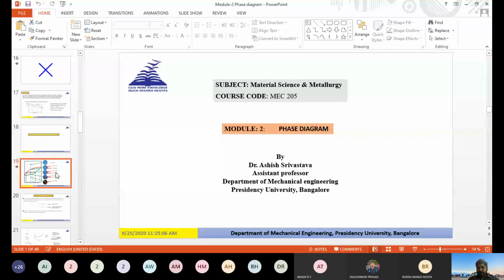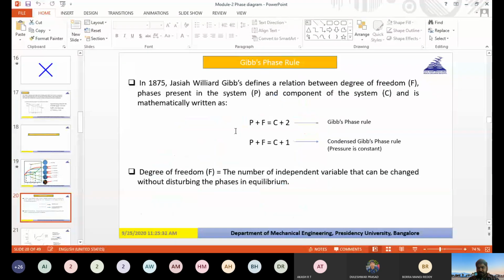Fine. So we are here in the last topic. We have discussed the development of microstructure in the binary isomorphous diagram. Then we have discussed the Gibbs phase rule, so this is already done. This is the Gibbs phase rule, that is P plus F is equal to C plus 2.